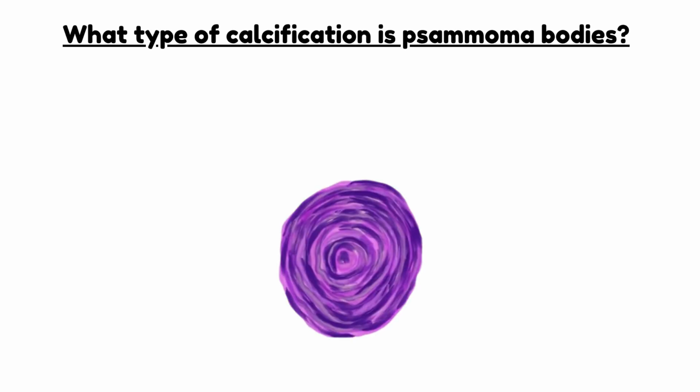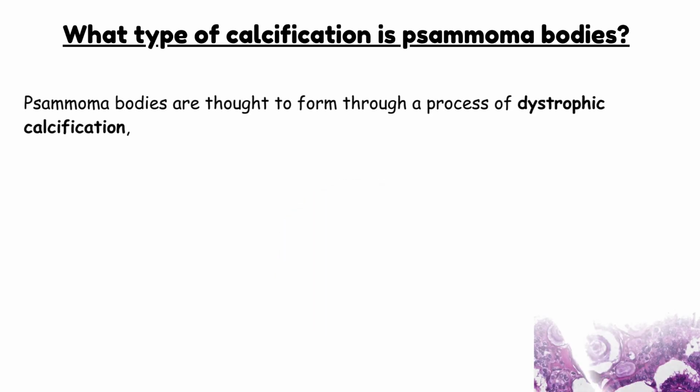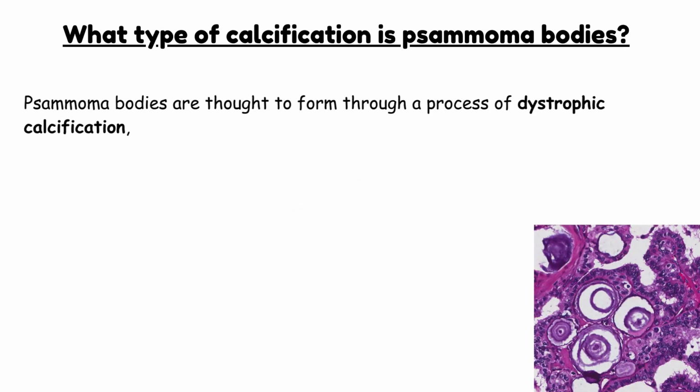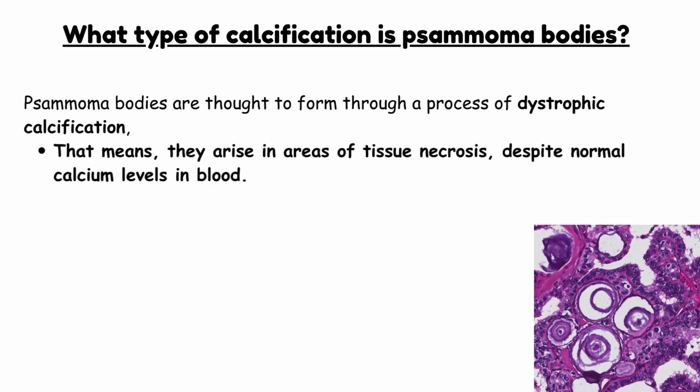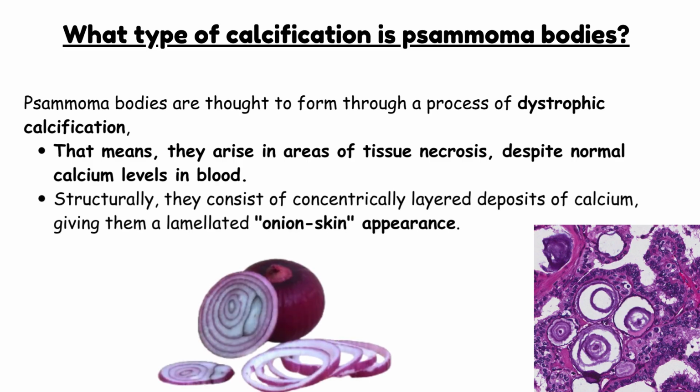What type of calcification is involved? Psammoma bodies form through a process called dystrophic calcification. This means calcium builds up in areas of tissue damage or necrosis, even when blood calcium levels are normal. Structurally, they show concentrically layered deposits, which gives them that signature lamellated or onion skin appearance.